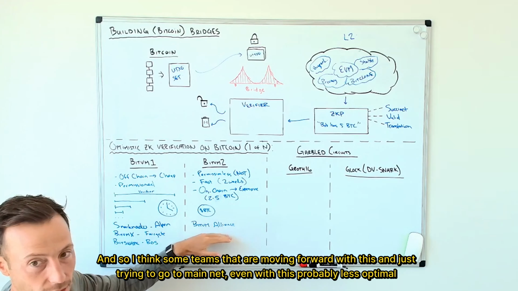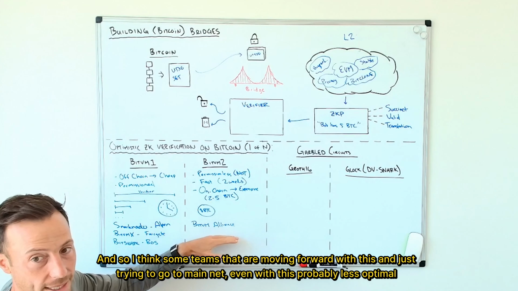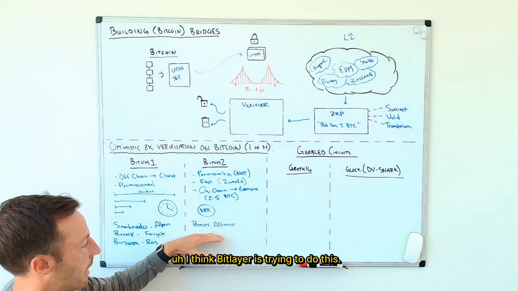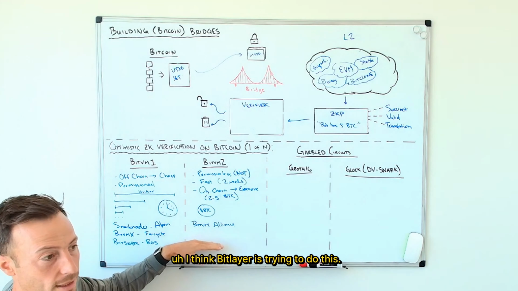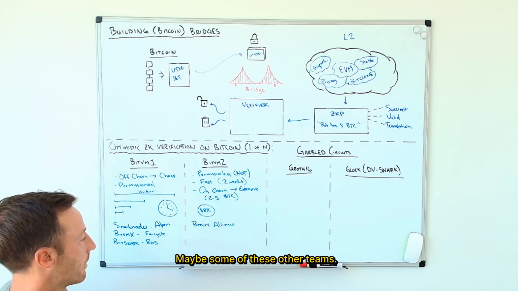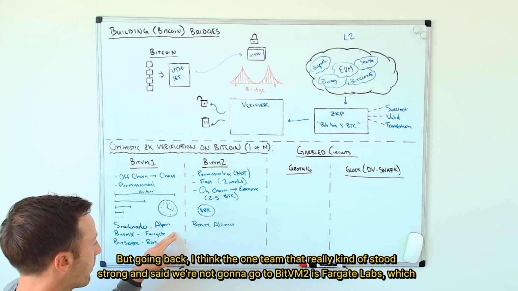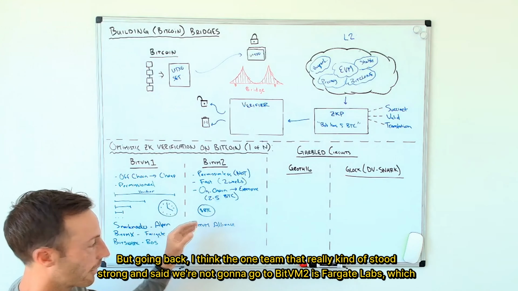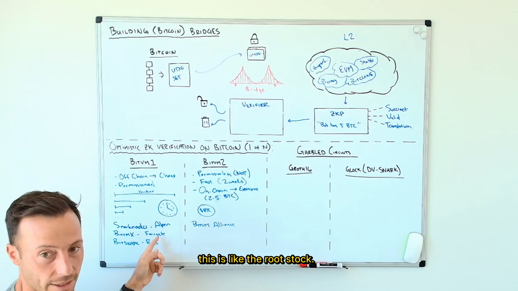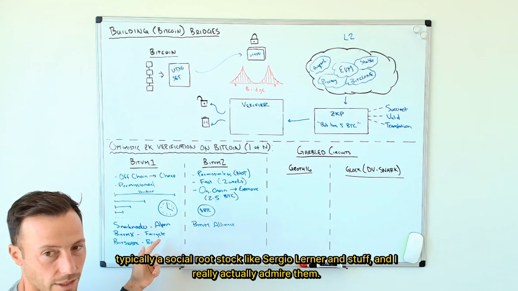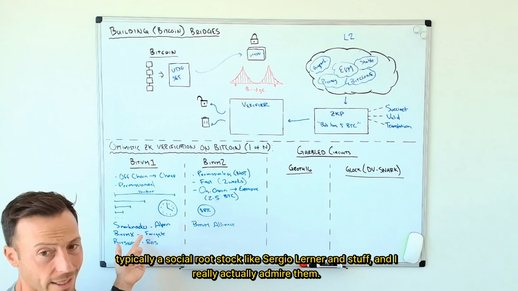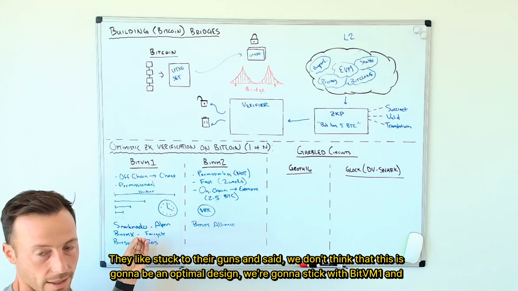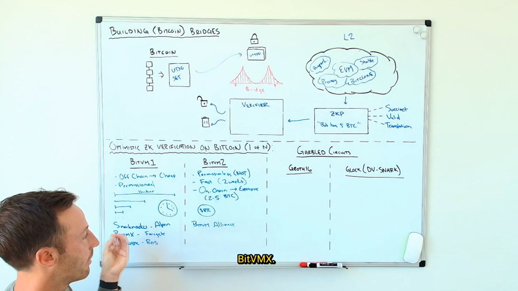And so some teams are moving forward with this and just trying to go to mainnet, even with this probably less optimal design. Within the alliance, I think Seroy is trying to do this. I think BitLayer is trying to do this, maybe some of these other teams. But going back, the one team that really stood strong and said we're not going to go to BitVM 2 is Fairgate Labs, which is typically associated with Rootstock, like Sergio Lerner and others. And I really admire them. They stuck to their guns and said, we don't think that this is going to be an optimal design. We're going to stick with BitVM 1 and BitVM X.